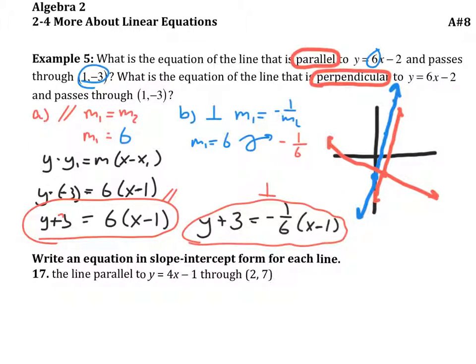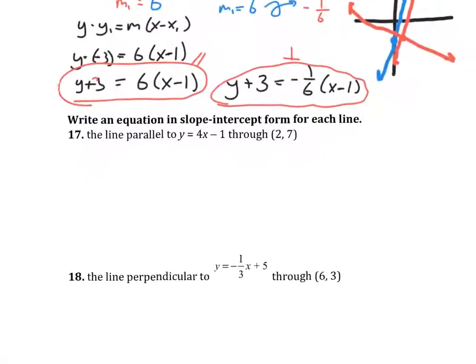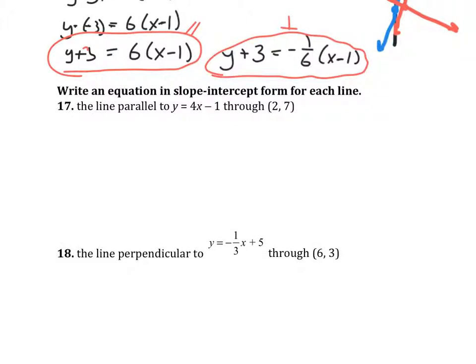Now the next part is you're going to practice those two on number 17 and 18, being very aware that this says parallel, so you have to recall, how do I find the slope here? And downstairs, perpendicular, so what's the slope from here? And then we can just substitute it into point slope form and simplify that.